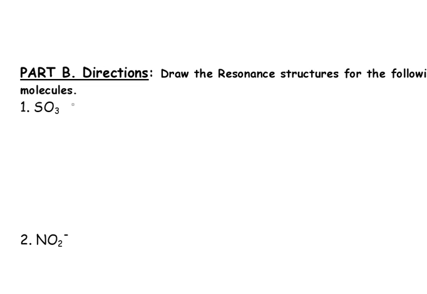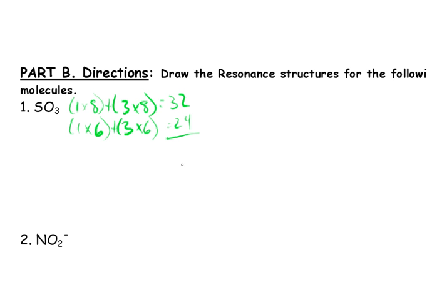Same setup. Figure out how many electrons we would want. There's one sulfur. Sulfur would love to have 8. There are 3 oxygens. Oxygen would love to have 8, so it's going to give us 32. Still one sulfur. Sulfur's in group 16, so it has 6 valence electrons. Well, so is oxygen, so that's going to give us 24. 32 minus 24 will give us 8.